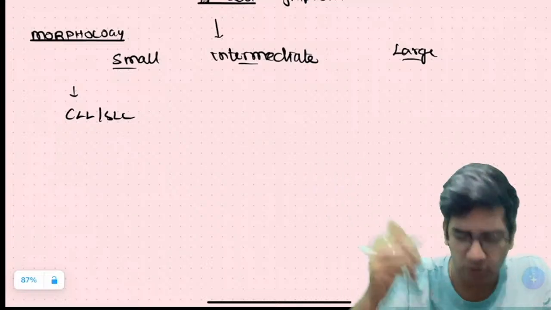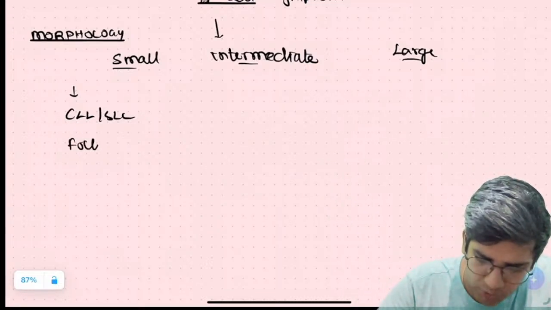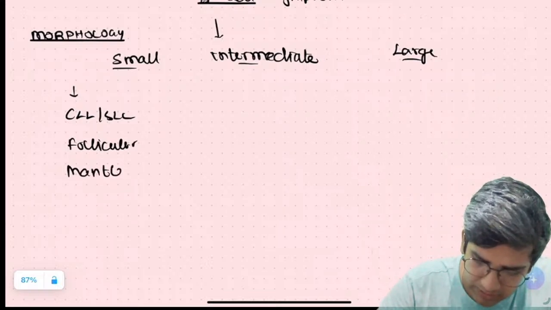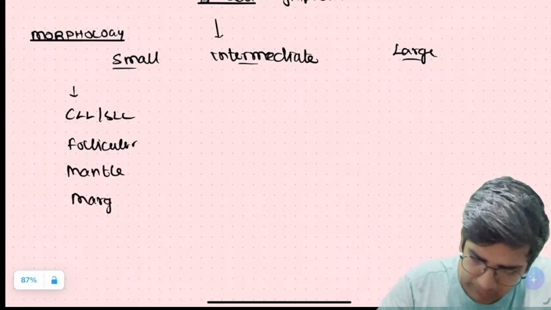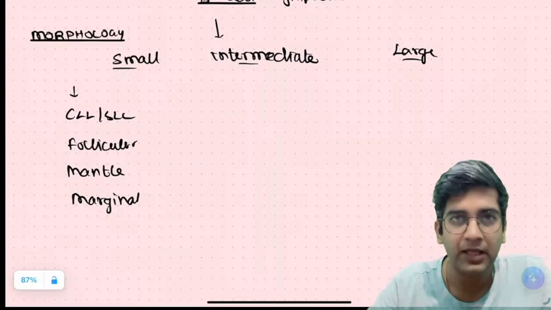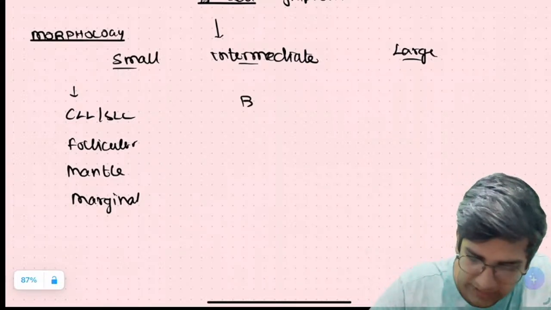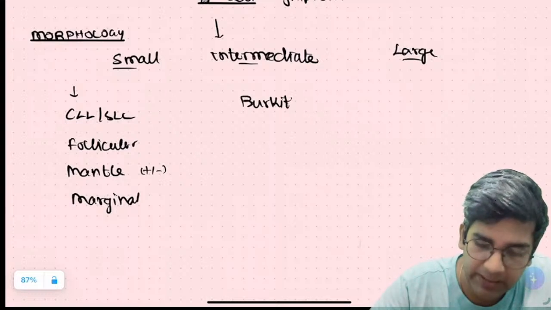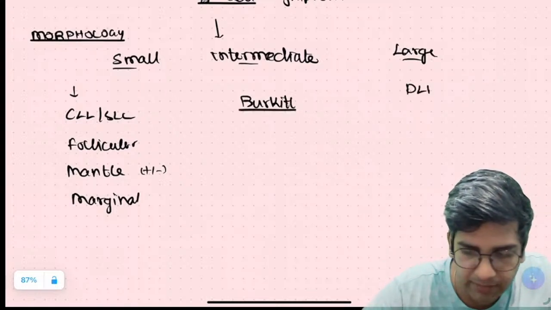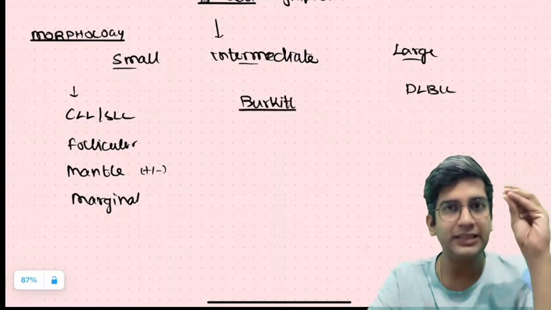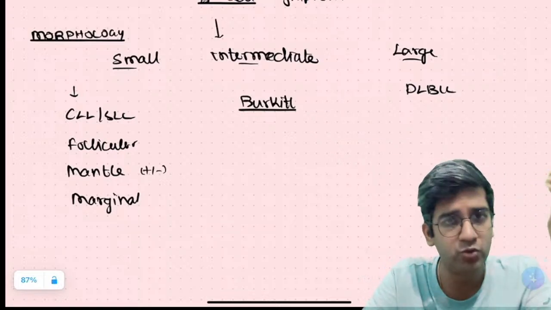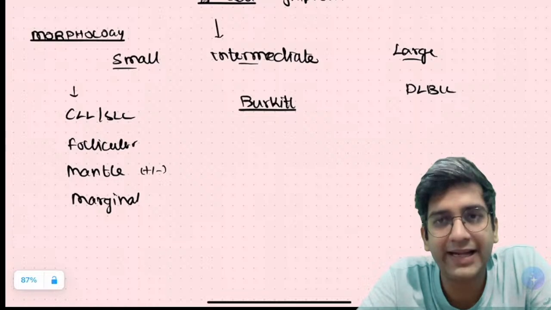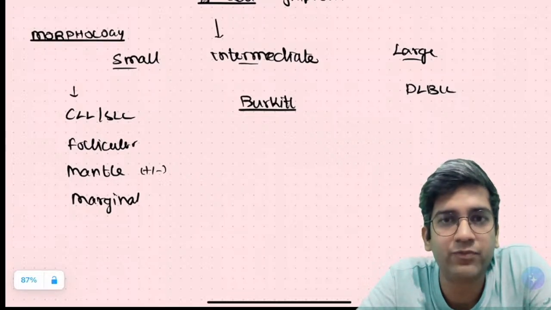SLL could be a small cell lymphoma. Follicular is a small cell lymphoma. Mantle is a small cell lymphoma. Marginal is a small cell lymphoma. Okay. Intermediate cell lymphomas are Burkitt. Mantle here I'm writing plus or minus. I'll tell you why very soon. Burkitt is an intermediate cell lymphoma. DLBCL primarily is a large cell lymphoma. This is the basic classification: small, intermediate, and large. Now, next question to you is, how do you identify that this lymphoma is small?